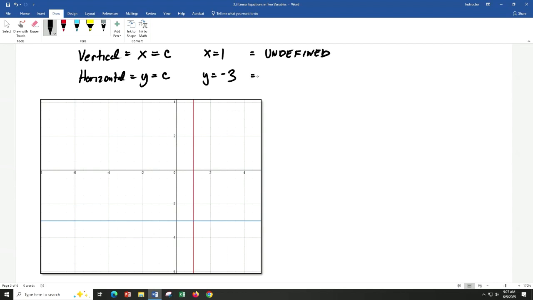The slope of any horizontal line is always going to be 0. Okay? Always and forever. Because whenever I show you the slope formula again, which you've seen before, that's that m of your slope intercept form. If you actually try to find the slope of this vertical line, you're gonna end up with a 0 in the denominator, and you can't divide by 0. And so therefore it's undefined. It's an undefined slope.